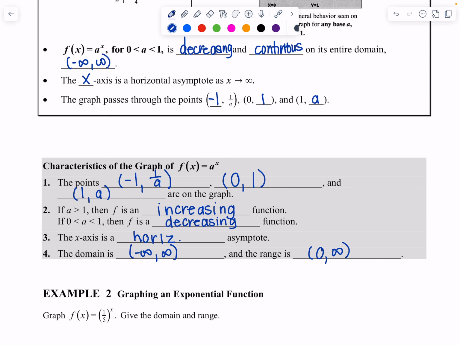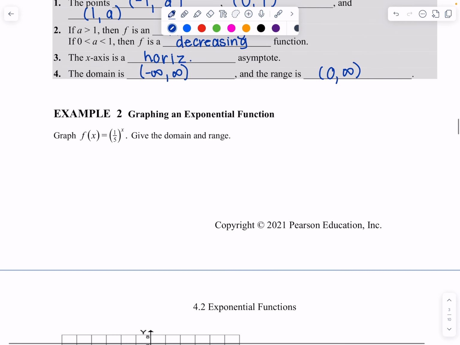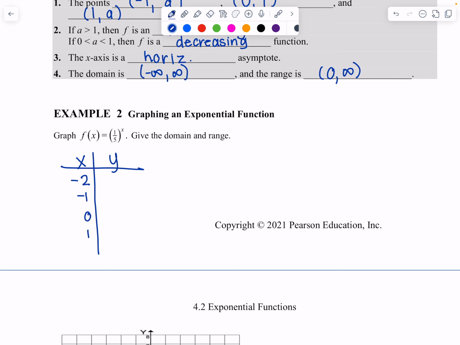Now, let's graph this. We got the domain. We're graphing this real quick. Graph f of x equals (1/5) to the x. We have to give domain and range, so let's create our table. Remember, I said just do -2, -1, 0, 1, 2. That's all I want you to do, okay?